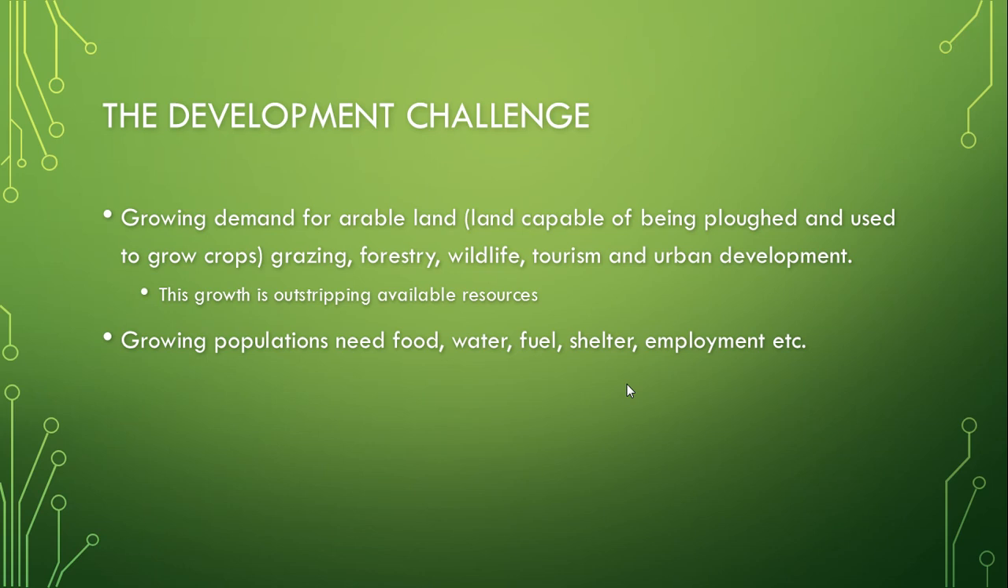world. So as our populations grow, we find that there is an increased need for food, water, fuel, shelter, employment, and many other resources. And as a result, this growing need puts additional strain on our available land resources, which is finite. For example, we find there's a growing demand for arable land in order to produce our crops, our food.